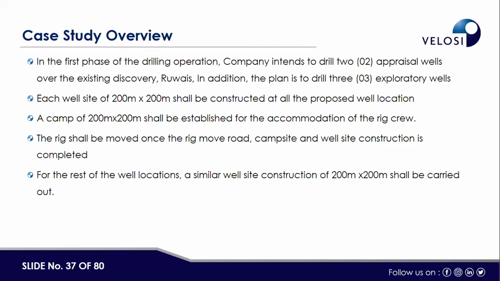In this project, the company intends to drill 2 appraisal wells over the existing discovery in the region, and there are 3 exploratory wells as well. Each well has a different 200 by 200 shell constructed at the proposed well location, and there is a camp as well, and a rig shall be moved once the rig move road, camp site and well site construction is completed. So these are the components of the project.